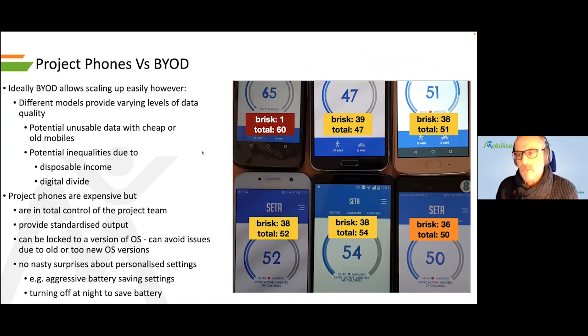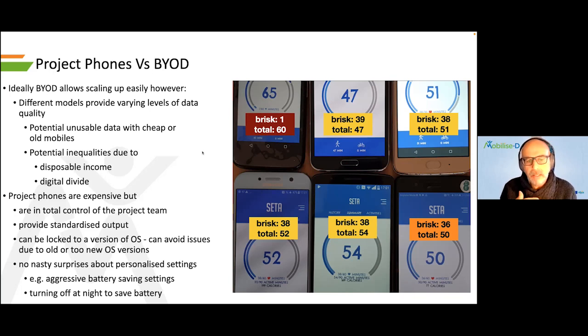Then the second question we had to decide about was, do we use the patient's phone or do we use project phones? In principle, bringing your own device is best for scaling up. The problem is that different models provide different performance. Some cheap phones provide data effectively not viable. On the right-hand side, there is an image of a test of a number of quite old phones, and you realize that some of them just collect the minutes of walking that are kind of random, 60 minutes when the patient walks 50 minutes and so on.